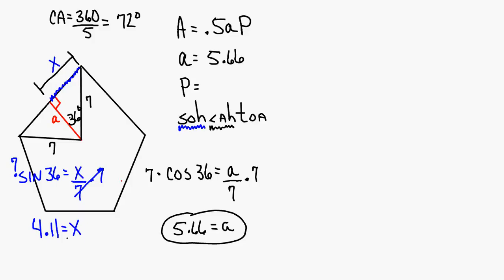Well, if you double that, it'll give you the side of the pentagon. So it's sitting in your calculator, hit times 2. You get 8.23 as a side length. Well, there's 5 of those sides, so times 5 in the calculator. So the perimeter is 41.14.